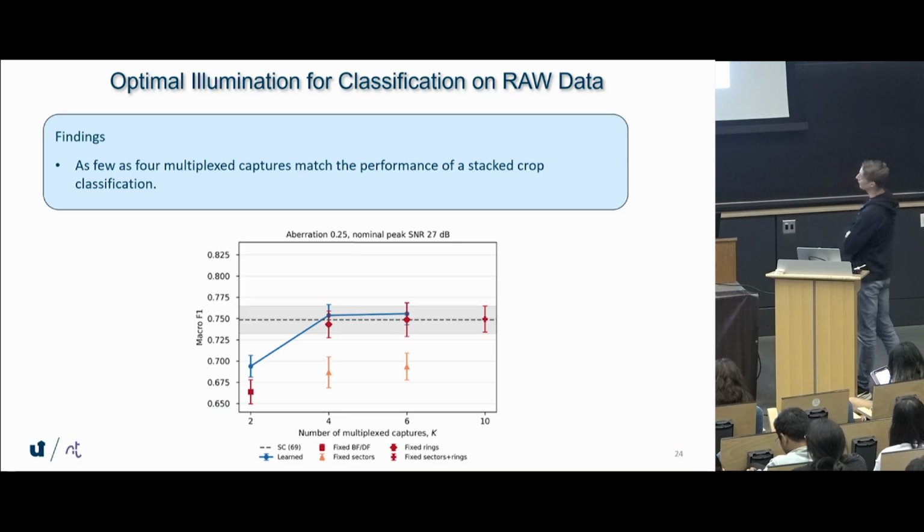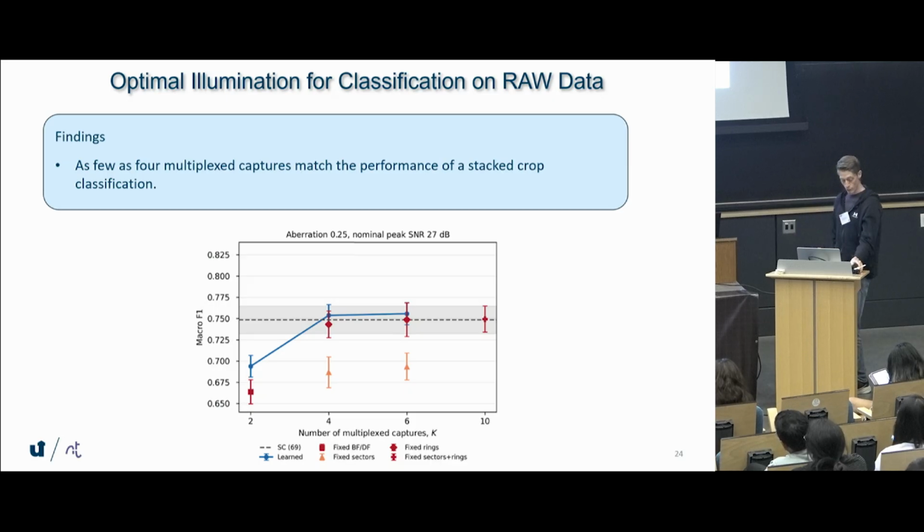And then the more promising or more exciting finding for us was that very few multiplexed captures are actually enough to faithfully classify. So the black dotted line here is feeding all stacked measurements into the classifier, versus the blue line, which is the learned illumination multiplexing, and the x-axis here shows the number of captures we need. So as few as 4 measurements are typically enough to faithfully capture the objects of interest.